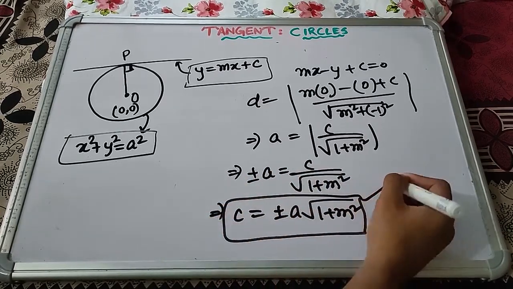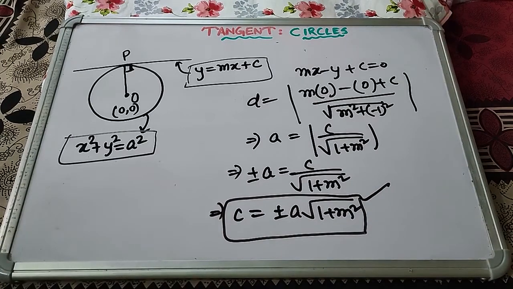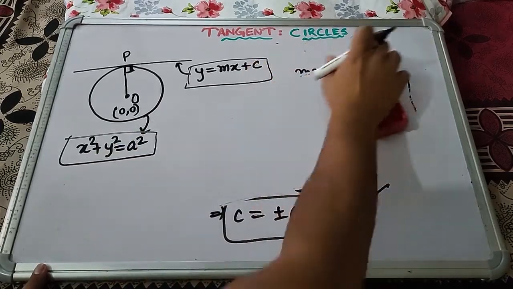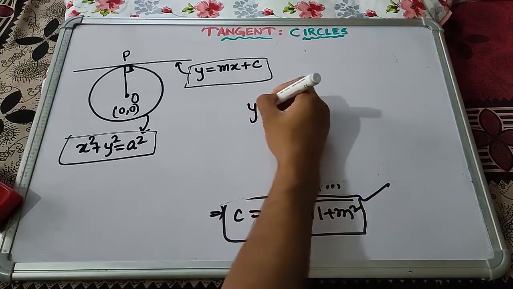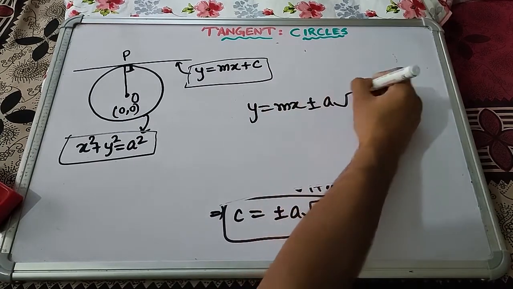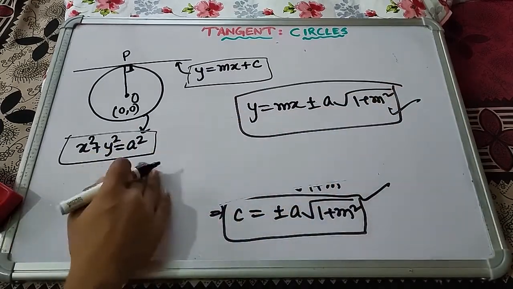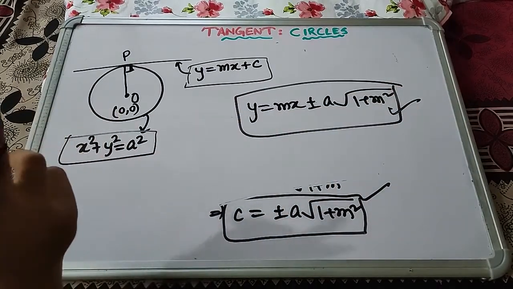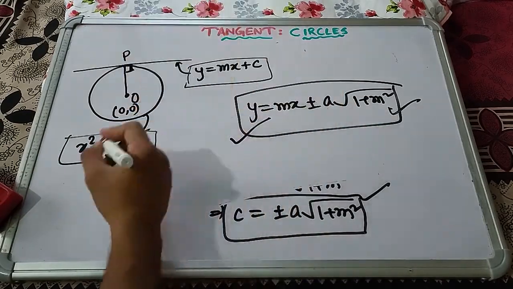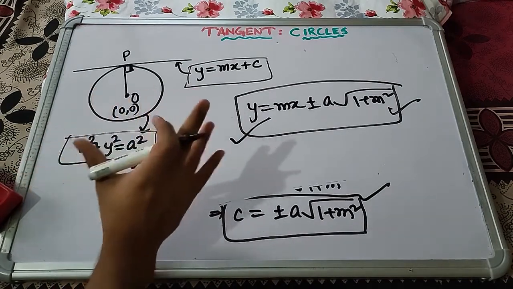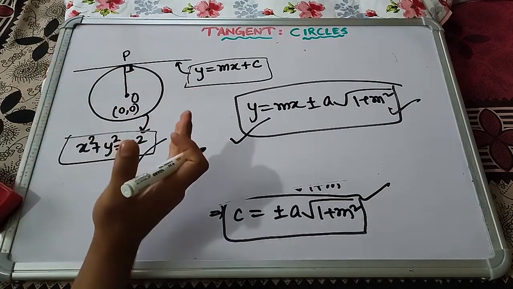So we have arrived at one of the most important results of the chapter of tangents, and that is c equals plus minus a into root under 1 plus m square. If you rewrite the equation of the line now, it becomes y equals mx plus minus a into root under 1 plus m square. This is your tangent to this particular circle. We need to keep in mind both the equation of the tangent as well as the equation of the circle, that is, the format of the equation of the circle, because keeping in mind only a single thing will be in vain.